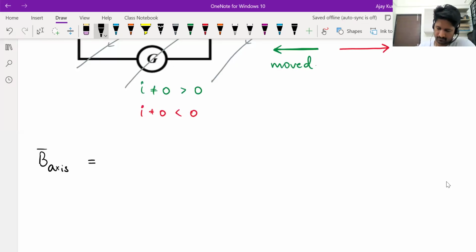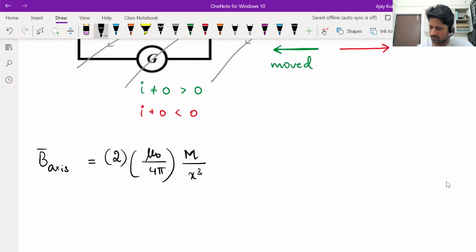What did you say? 2 mu naught M by 4 pi x cube. The electric field on the axis is 2kp by x cube, where k is 1 by 4 pi epsilon naught. In magnetism, you get mu naught by 4 pi in place of k. P is the electric dipole moment; here you get the magnetic dipole moment divided by x cube. So you can see the axial field is inversely proportional to x cube.